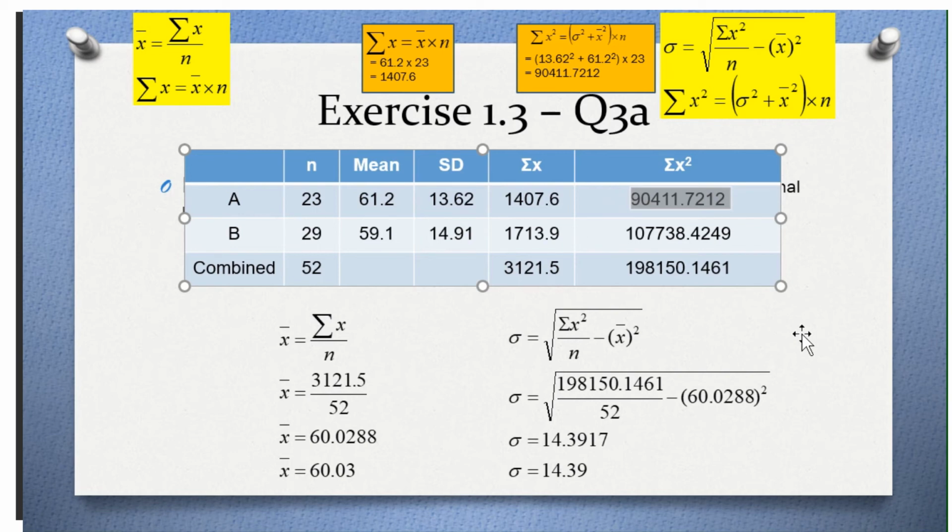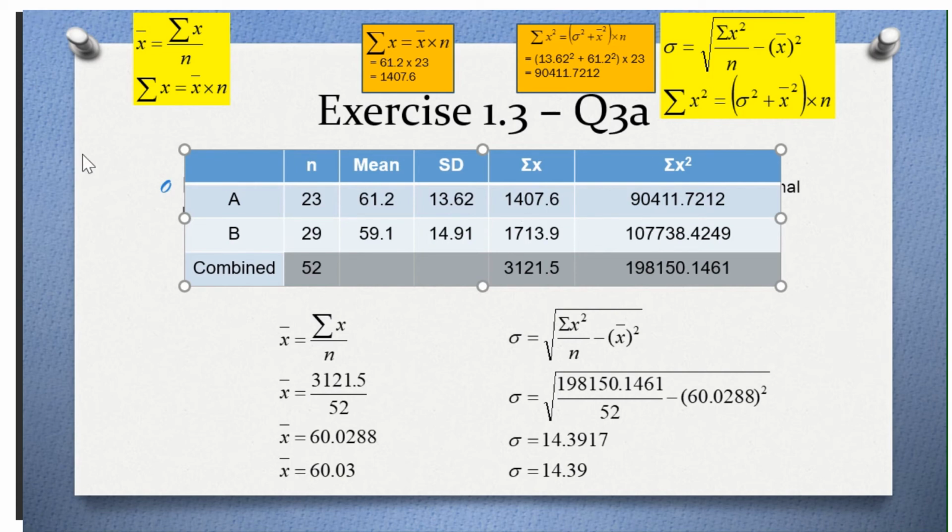I don't know why. Now how to find this? This square plus this square, the whole thing times with this. Just put in your calculator, use brackets. You will get your answer just like that, easy. Okay, then you get this. Always add this extra row. What is the extra row for? Your combined value. So your new n is 52. Your new sigma x is 3121.5. Your new sigma x squared is this value.